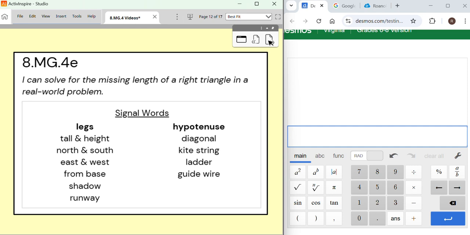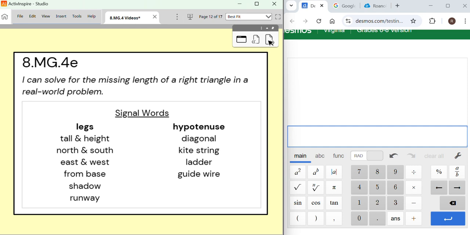Now, when we're solving for a missing length of a right triangle in a real world problem, other words for legs might be how tall something is or the height of something. North and south are also words that may signal legs of a right triangle. East and west, or from the base, or the shadow, or the runway. All of those may be legs of a right triangle.